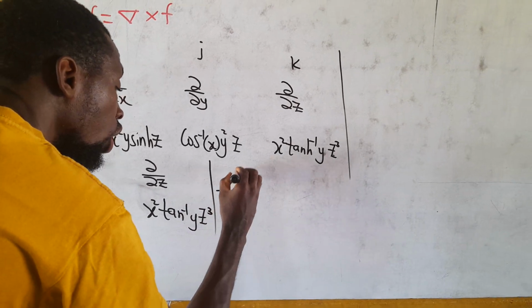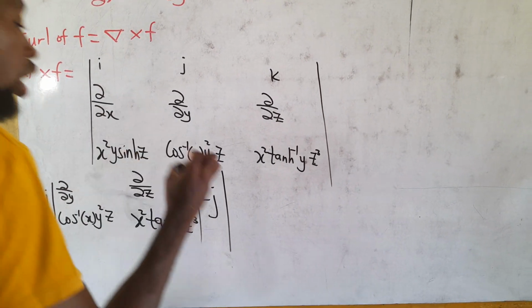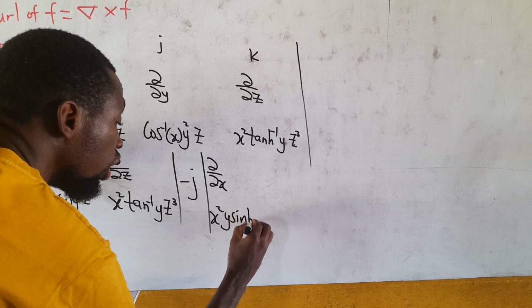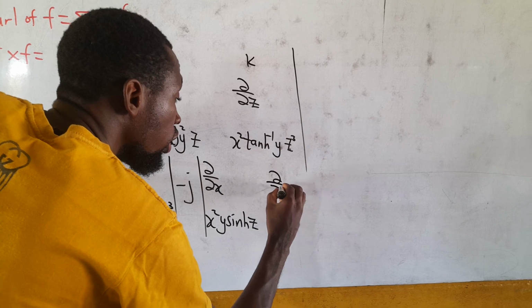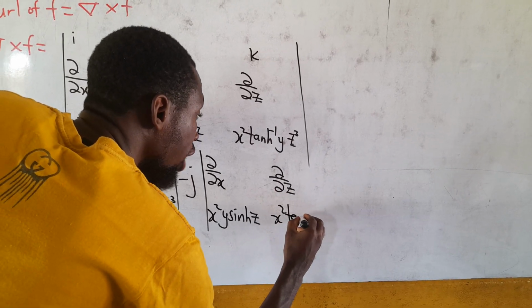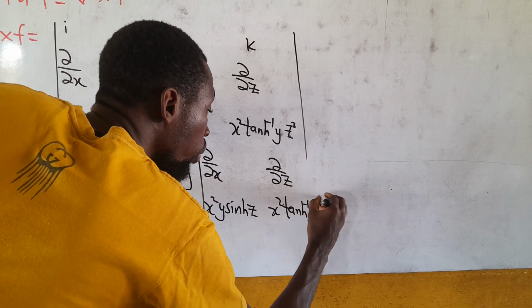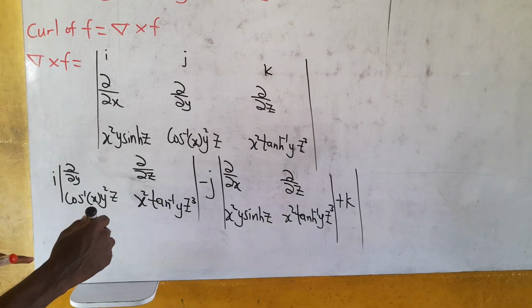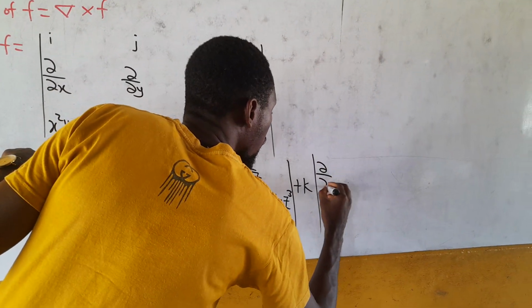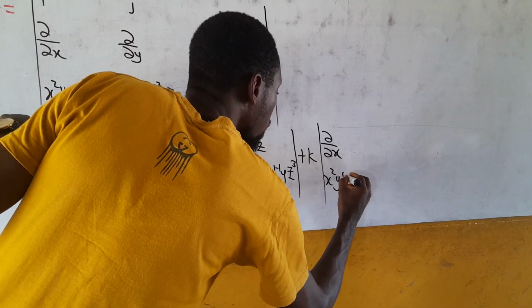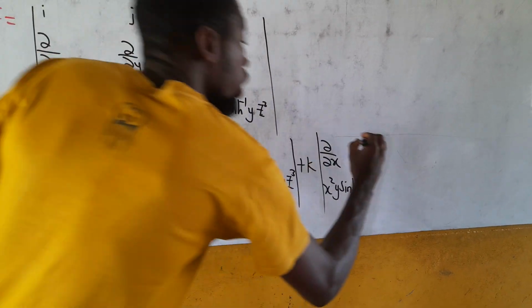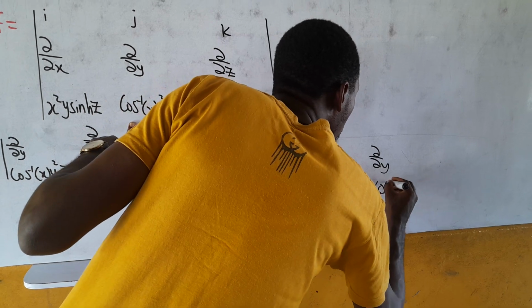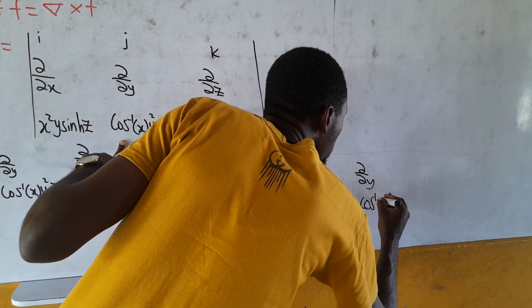then minus j, the determinant of what is not under the j, and that will be del over del x of x squared y sinh z, then del over del z of x squared tan inverse of y z cubed, then plus k, the determinant of what is not under the k, and what is not under the k is del over del x of x squared y sinh z, then del over del y of cos inverse of x y squared z.